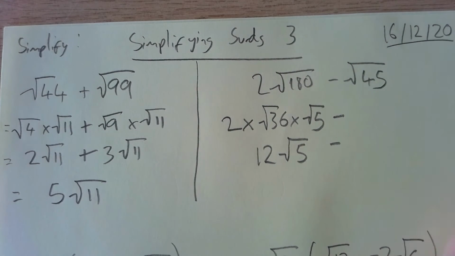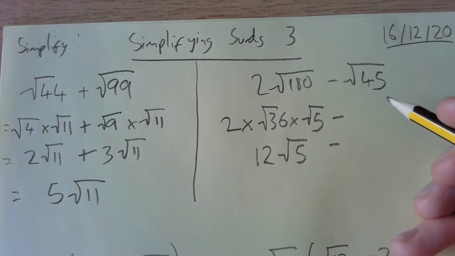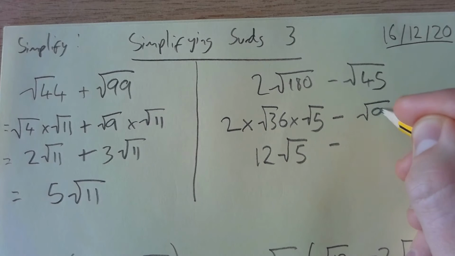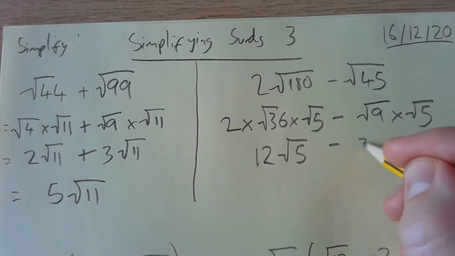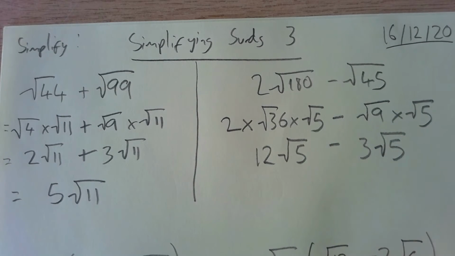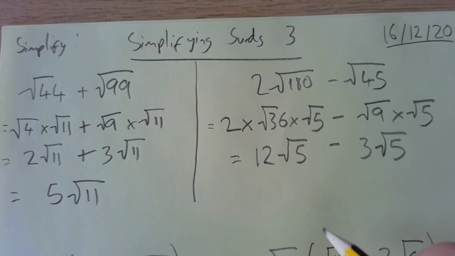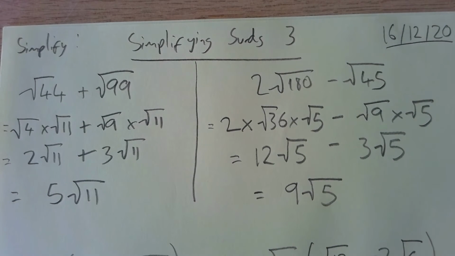And I'm going to deal with my root 45 now. 45 has just got one square factor, and that's 9. So root 45 must be the same as root 9 times root 5. And I know the square root of 9 is 3, so it's the same as 3 root 5. And then once again, it's just like before. I've got 12 lots of root 5, take away 3 lots of root 5, means I've got 9 lots of root 5.